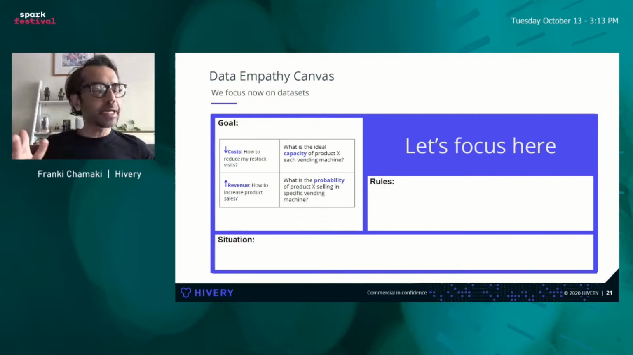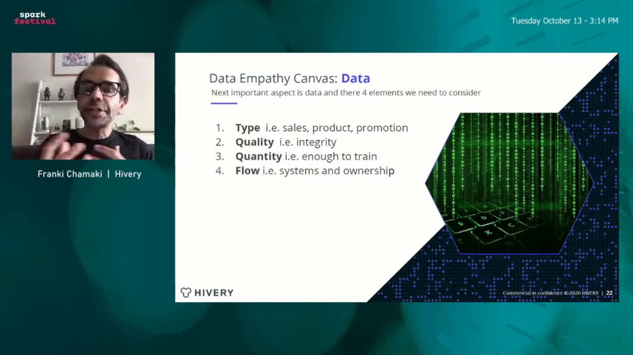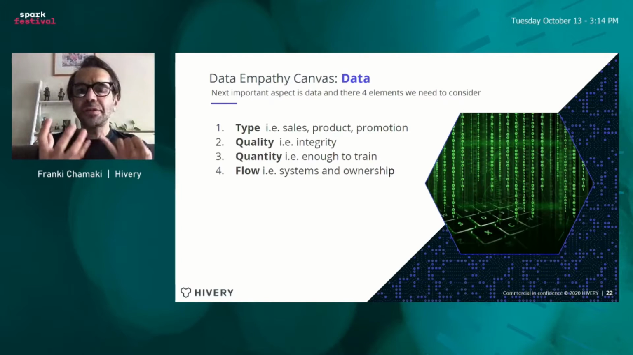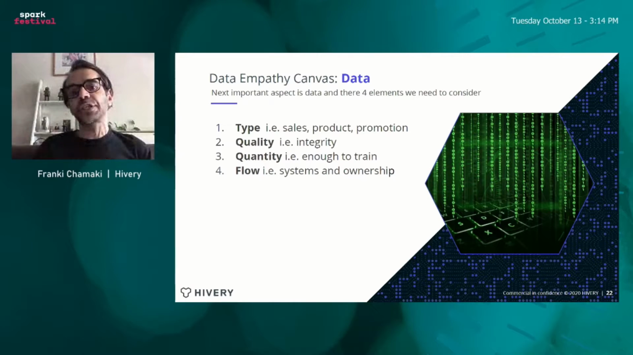So now let's focus on data. What are we talking about in data in terms of building that empathy? Well, there are four dimensions in data that we need to consider. The first is the type of data. If we remember those two things, probability and capacity, what type of information do we need? Is it sales data? Is it product data? Is it promotion data? Is it machine data? Location data? So that's one area you need to consider.